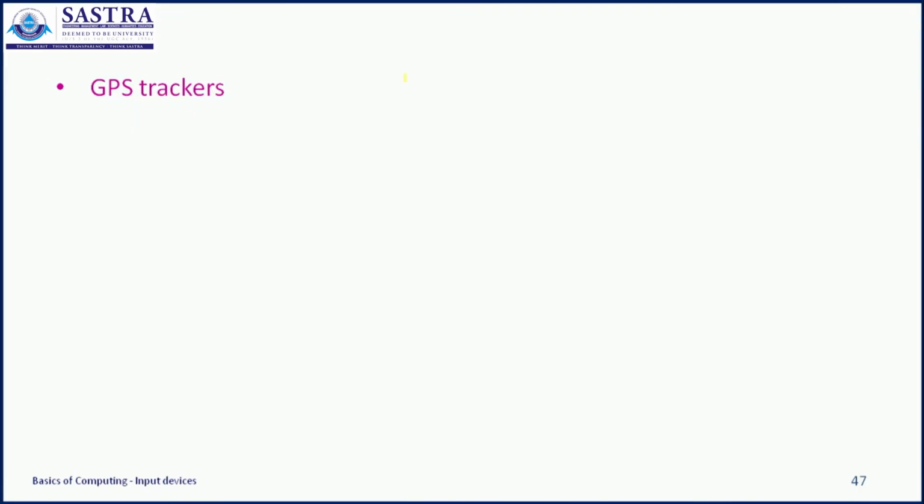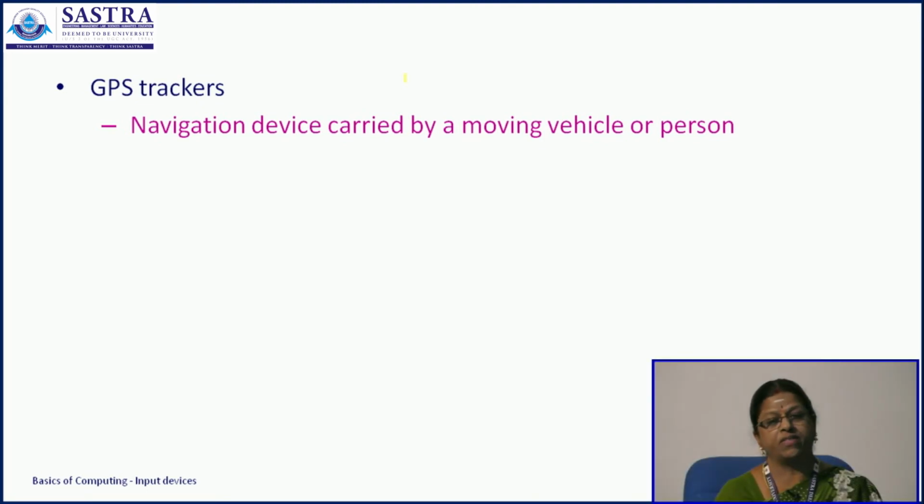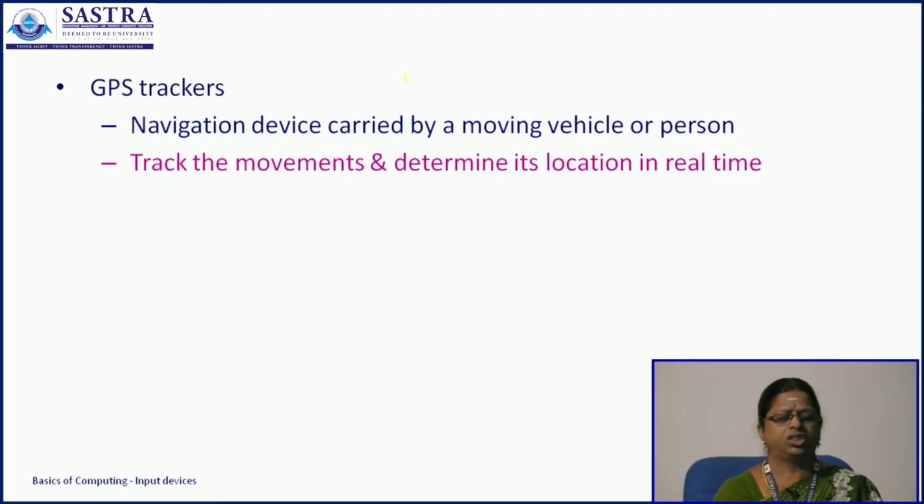We also have GPS trackers, which is a navigation device carried by a moving vehicle or a person, which tracks the movements and helps us to determine the location in real time.